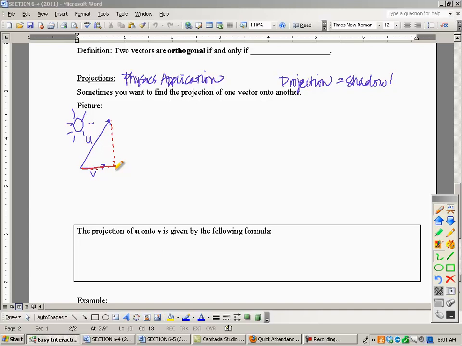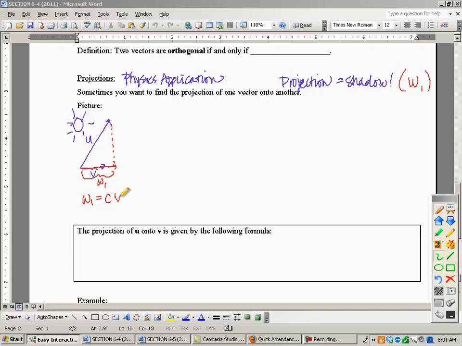Now, this whole thing here we're going to call W1, and W1 is always what we call our shadow. So I'm going to stick that over here. W1 is what we're looking for. It's the length of the shadow. Now as I look at W1, W1 is on v, it's in the same direction, and so I can think of W1 as a scalar multiple of my vector v.